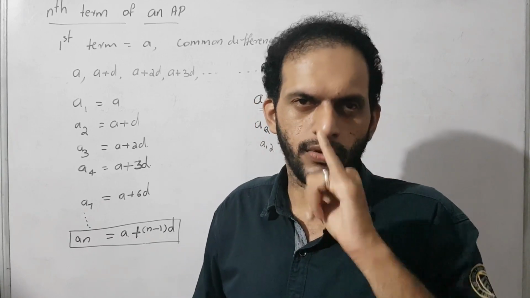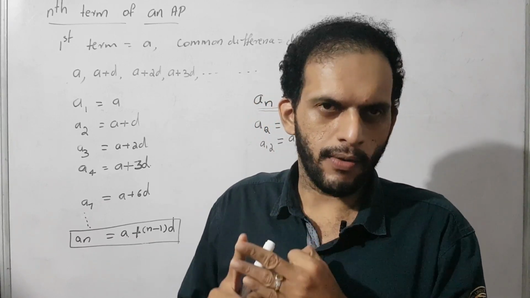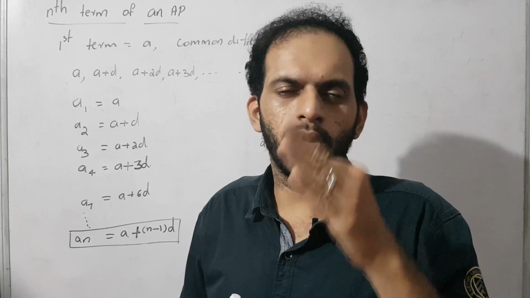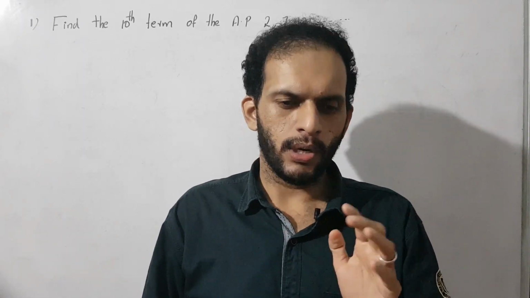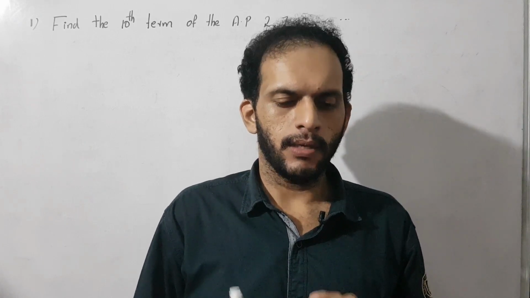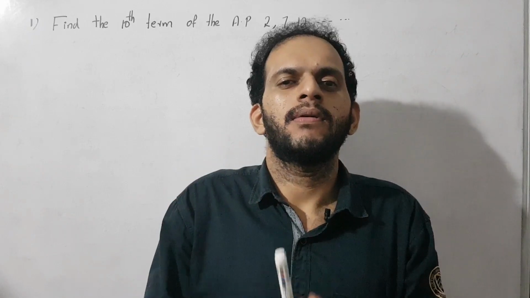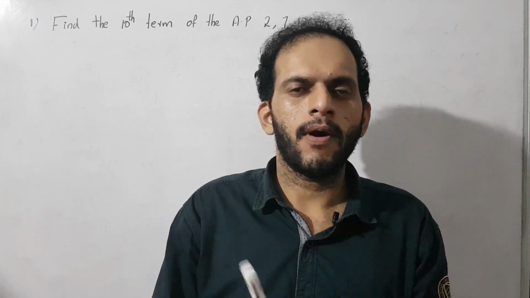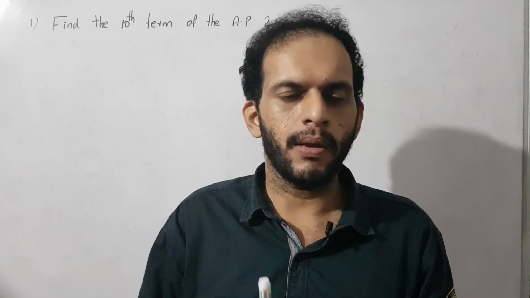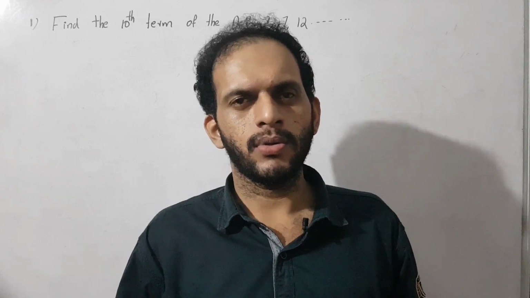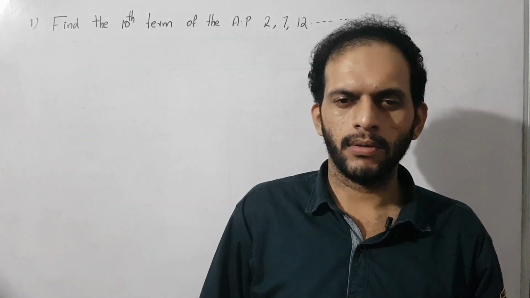A means the first term, d means the common difference, n is the position of the term. Okay, now we know the general form of an AP, or the nth term of an AP, correct? Then we have different types of application of the same equation, an is equal to a plus n minus 1 into d.